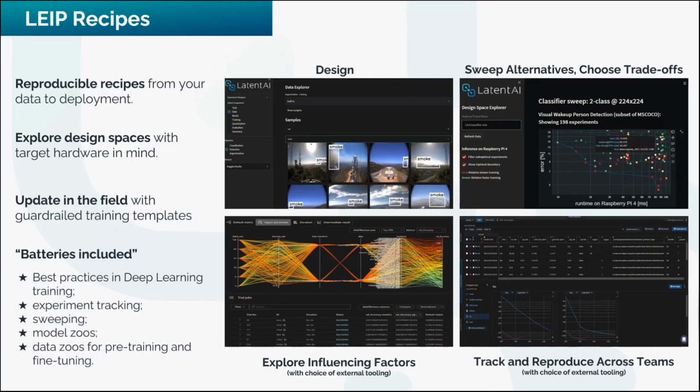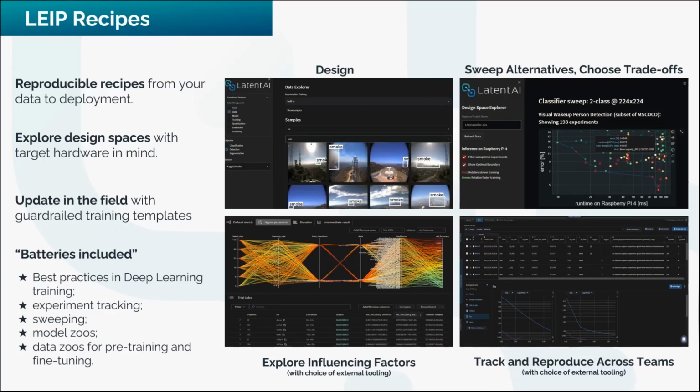As a final golden nugget to tease the power of LEIP recipes, a recipe prescribes all components of an ML system, so one can package it up and deliver it essentially as a template into the field. Your lab could produce not only a best model, but bundle it with a recipe that is tailor-made for a guardrailed update process in the field.